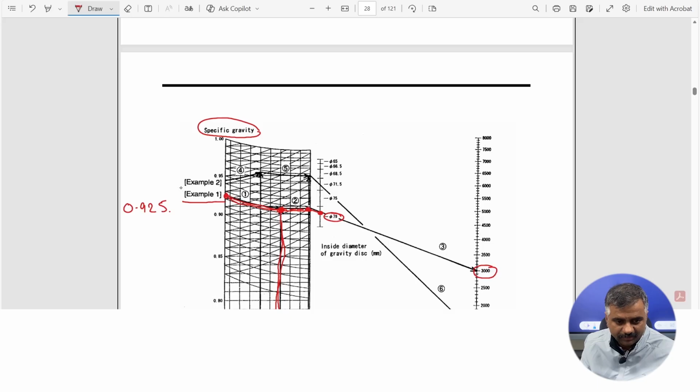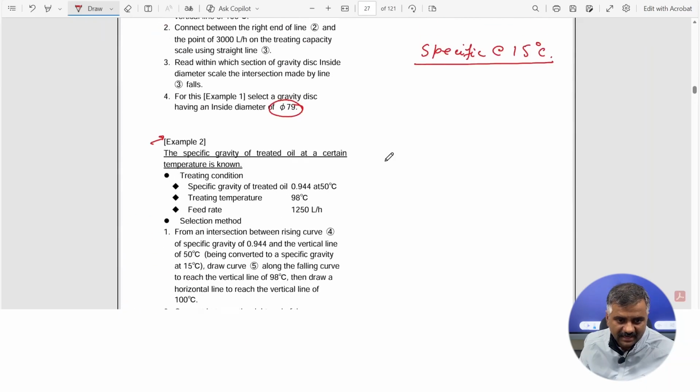if the specific gravity is known at some other temperature, say at 60 degrees centigrade, 70 degrees centigrade or 50 degrees centigrade, because that is what the manual says, at a certain temperature it is known. So here it is known at 50 degrees centigrade. So in this second case the specific gravity is 0.944 at 50 degrees centigrade. Treating temperature is 98 degrees centigrade and the feed rate is 1250 liters per hour. That is what we have decided.